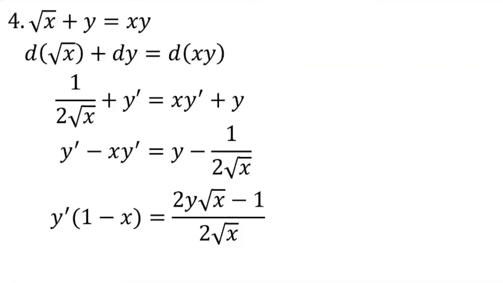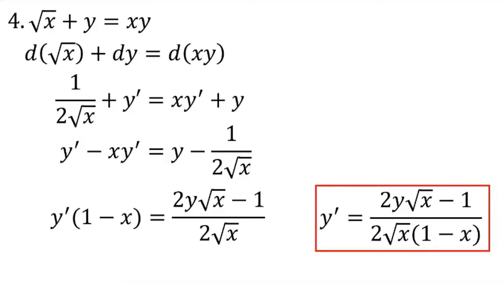Factor out y prime, so this will become y prime times 1 minus x equals 2y square root of x minus 1 all over 2 square root of x. So the answer will be y prime equals 2y square root of x minus 1 over 2 times square root of x times 1 minus x.